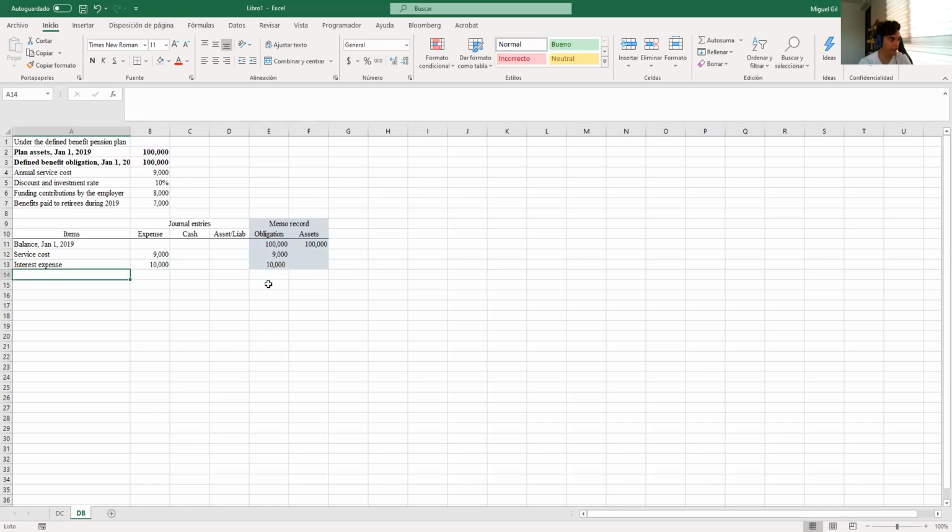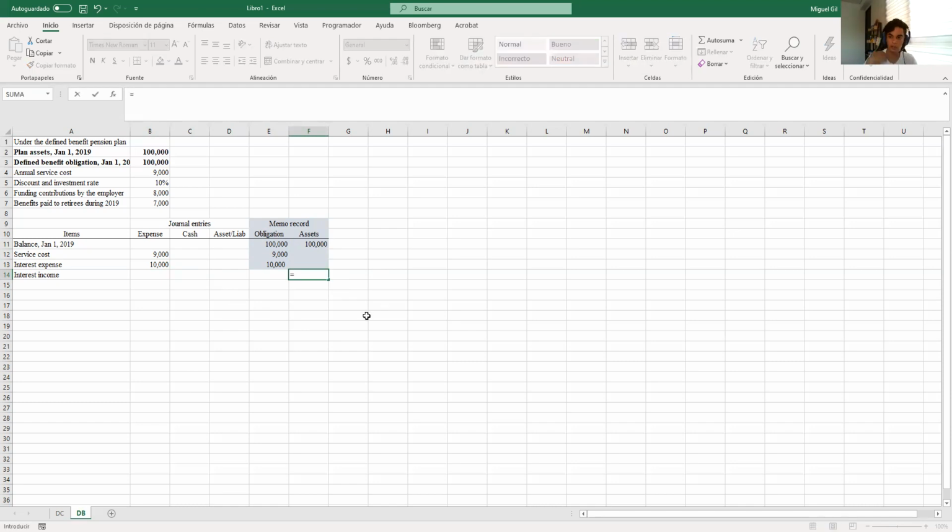Now that I have the interest expense, now I need to register the interest income, okay? So I did register the expense. So now I need to register the income. So what I will do now is the same thing, but for the assets.